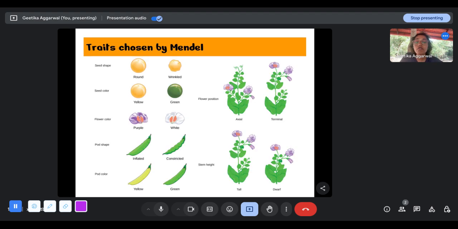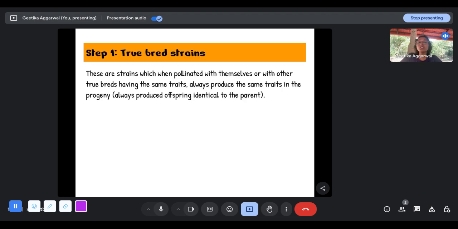So if you have, for example, a true bred strain with purple flowers, then if you keep pollinating it with itself, if you keep self pollinating this plant, it will always give you progeny with purple flowers. Similarly, if you have a tall plant or if you have a dwarf plant, if it's a true bred, then if you keep selfing these strains with themselves, if you keep self pollinating them, they will always give you the same phenotype back. So a true bred tall plant will always give you tall progeny, and a true bred dwarf will always give you dwarf progeny. Okay, so this is what he started with.